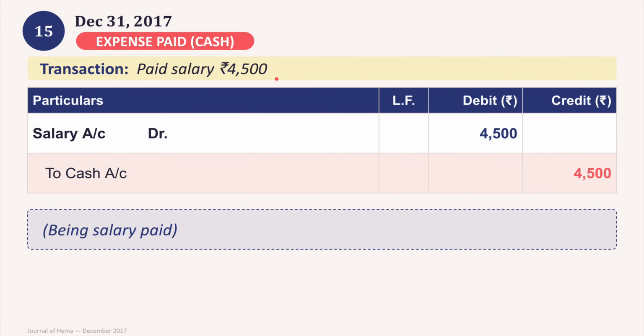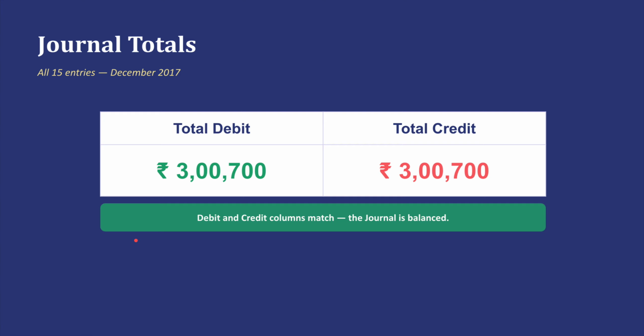Next, paid salary. Salary is an expense. They have not mentioned any check here, so you assume that they have made the payment through cash. So salary account debtor to cash account, you debit 4,500, credit 4,500. So you can write being salary paid. So with this we come to the end of the problem. So this will be the total 3,07,000.